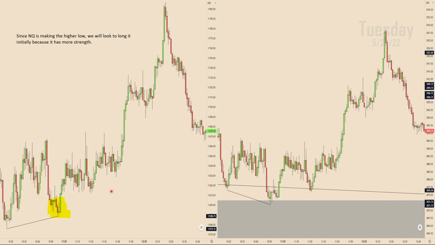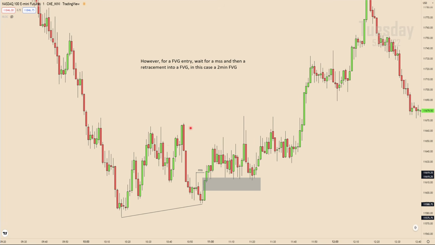So for example, looking at the same one as before with NQ, you want to take this because it is making higher lows. Now, you wait for a market structure shift here, get your displacement, and you have a 2-minute fair value gap here, combining these two, and gave multiple entries there.